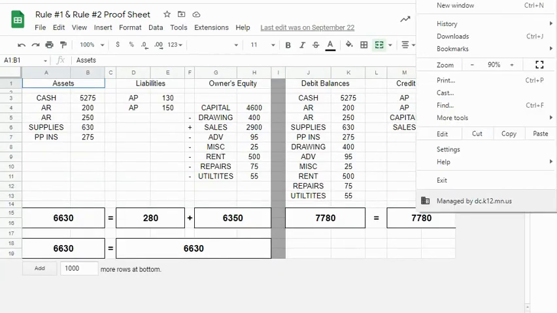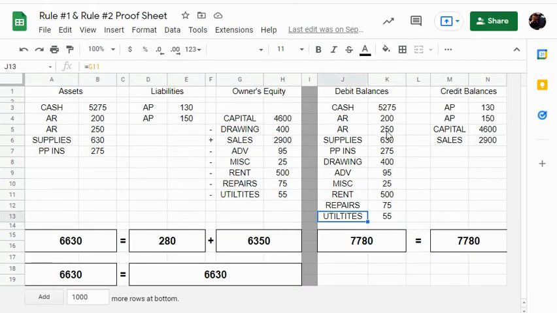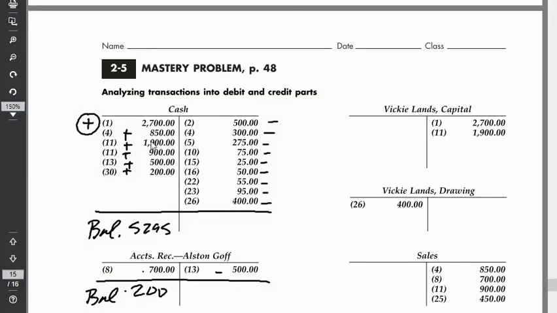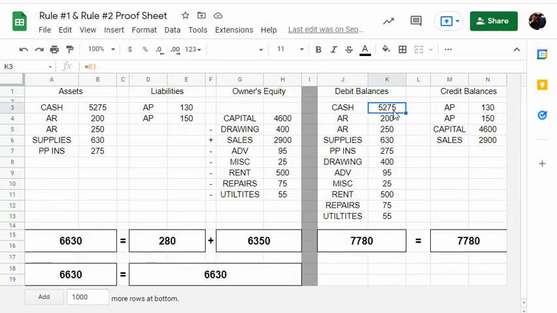Here's our mastery problem. Let's start with the easy one. 5275. I was close. I've got my debit balance of my accounts, right? Now, what I'm not doing is I'm not saying, all right, I got a cash debit of, I don't know, $8,000 here, and then a cash credit of $2,700 here. No. I've got an ending balance of cash of 5275, right? So here's my ending balance of cash.